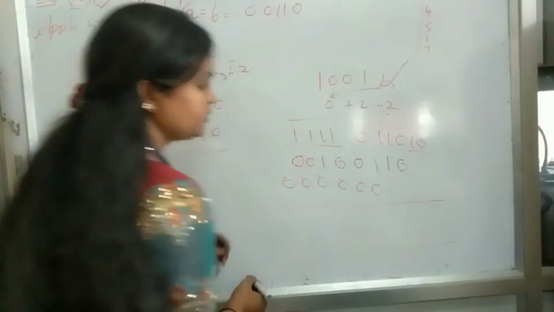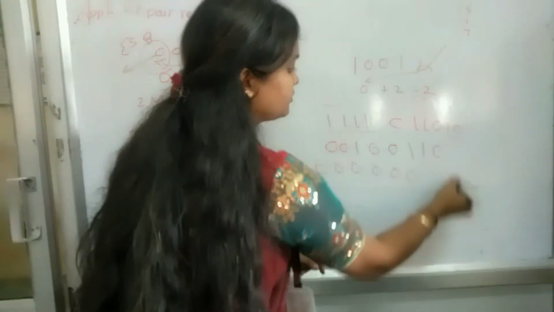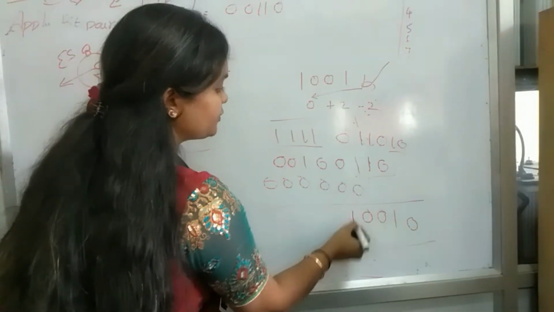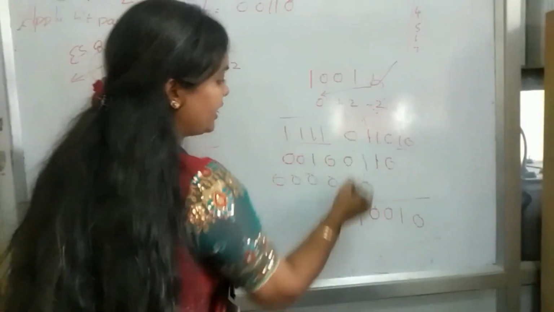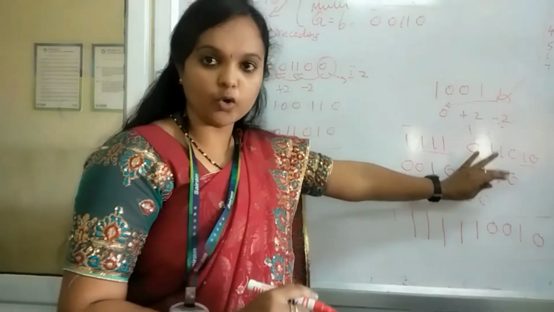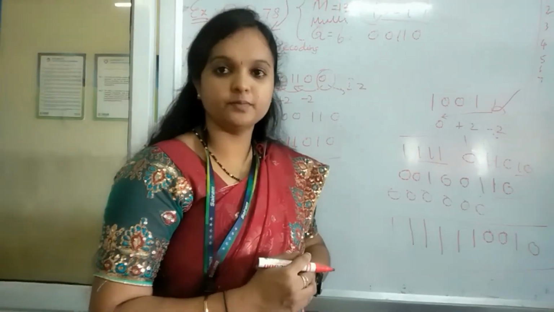So now, adding the partial products, 0 1 0 1 1 0 1 1 0 plus 1, and so on, giving 1 1 1 1 1. So this is my final outcome. Thank you.